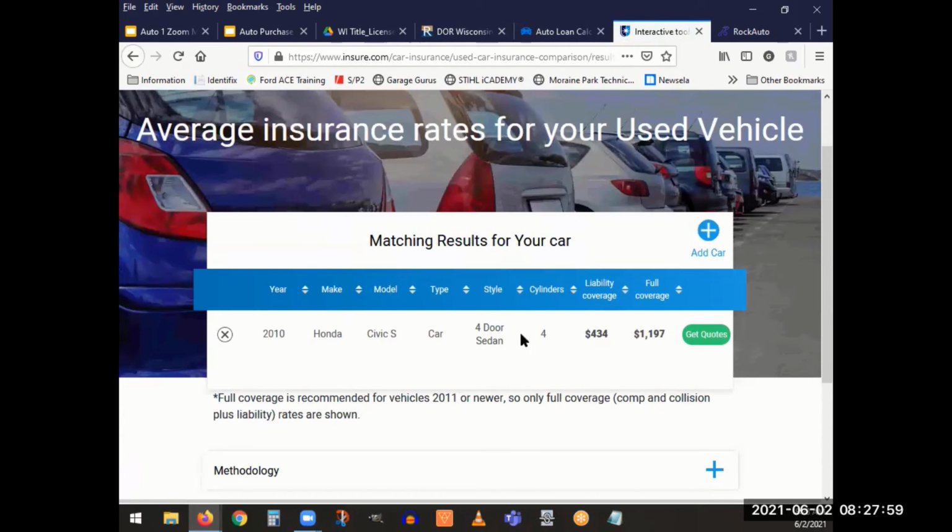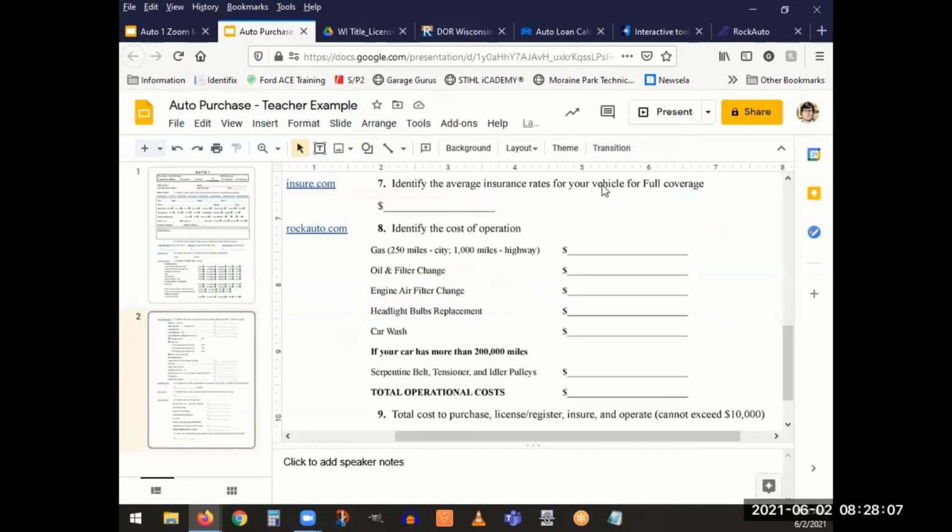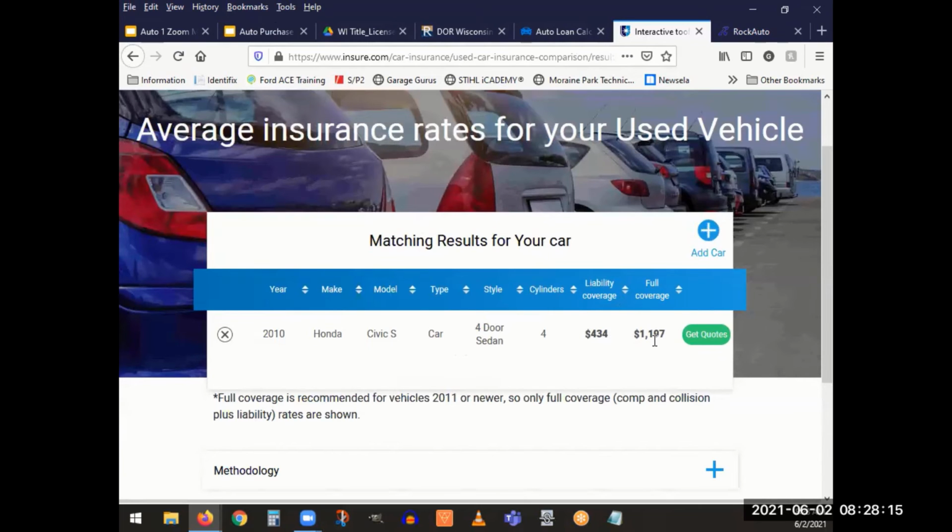Okay, here's the car. Liability coverage is going to be $434. The PC is asking what's the cost for full coverage. Okay, not liability, but full coverage. We're looking at about $1,197. Don't hit get quotes, because that will take you to various different insurance websites, and if you put in your information, you will get phone calls and emails from them. So don't do that. We're just looking for a generic average based off of the vehicle and the state.